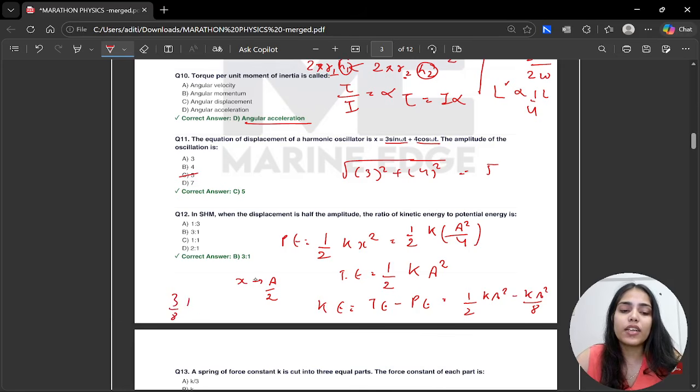3 by 8 K square. That is equal to your kinetic energy, right? So, the ratio of kinetic energy is 3 by 8, and here we have 1 by 8 K square. So, that is 3:1, correct?